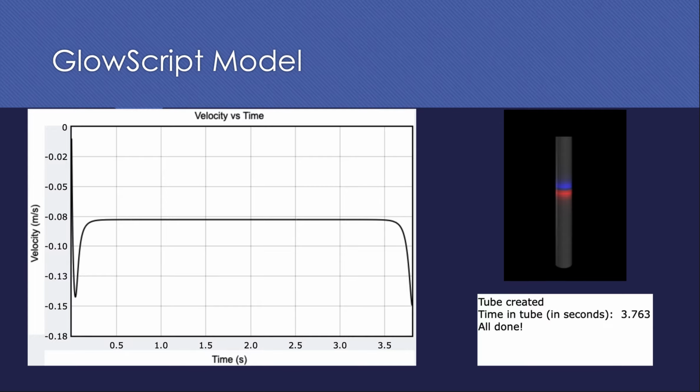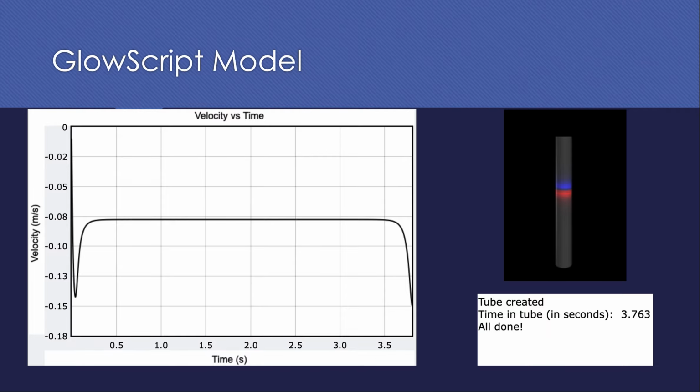To simulate the forces experienced by the magnet, this model was coded using GlowScript. The graph on the left shows the velocity of the magnet as a function of time as it falls through the tube. The image on the upper right shows the tube with the magnet halfway through. The red rings are where the current is flowing counterclockwise when viewed from above, and the blue rings are where the current is flowing clockwise. The direction of the current is determined by using the right-hand rule.